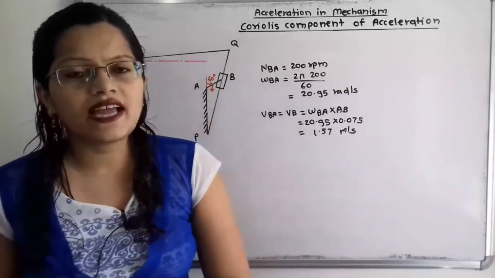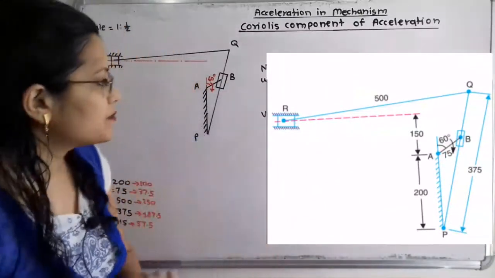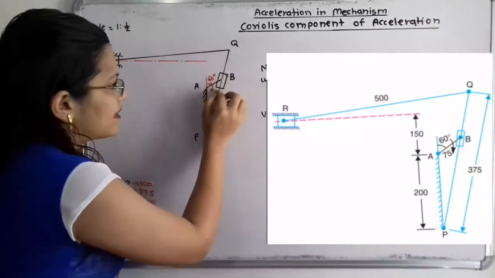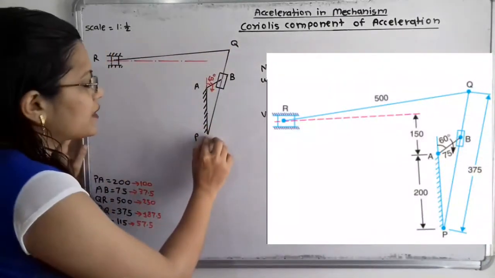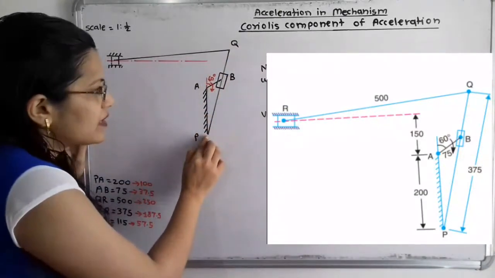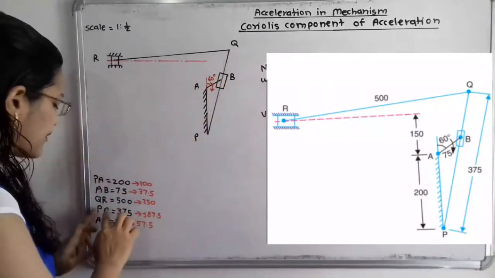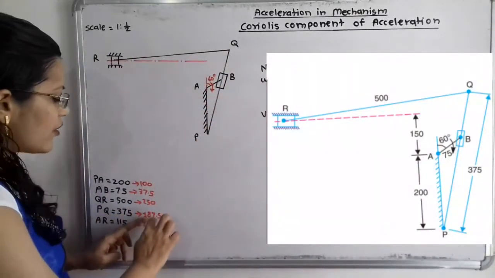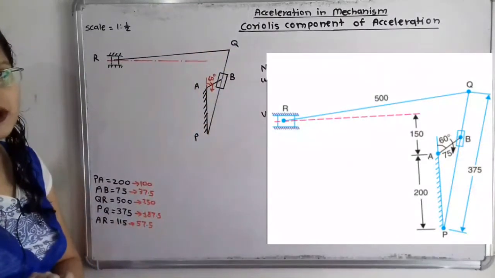Now it is given that the slotted bar PQ, that means this bar PQ has a slot along which the slider at point B is reciprocating. So here we have to draw the link PQ in such a way that it passes through the point B, and its length is given, that is 375 mm. As per scale we have to take 187.5 mm and fix point Q.